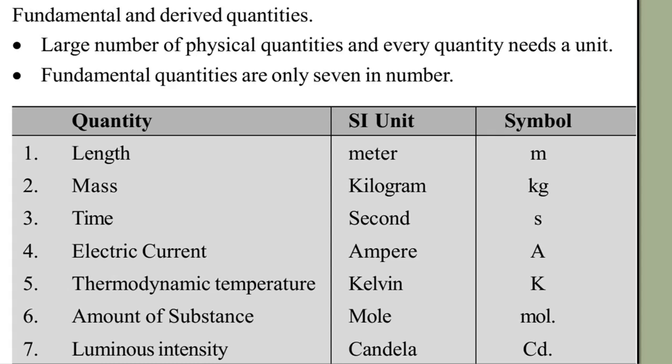Their symbols: the unit symbol of length is m, meter. For mass it is kg. For time it is s, second. For electric current it is A, ampere. For thermodynamic temperature it is K. For amount of substance it is mol, and for luminous intensity it is cd.